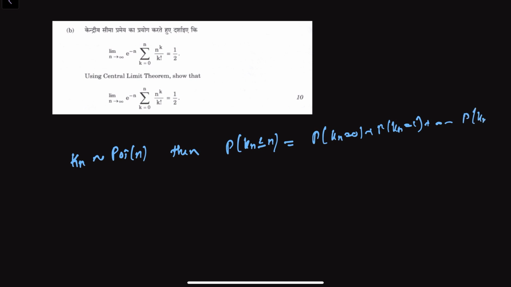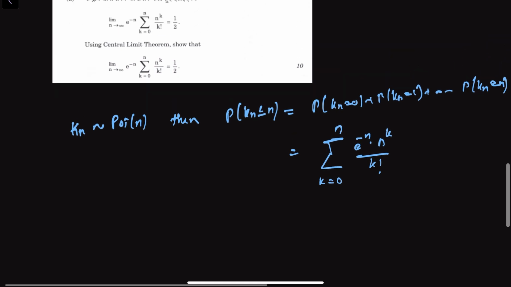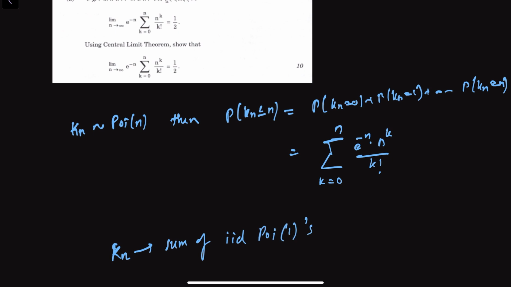So if Kn follows a Poisson with parameter n, then the probability that Kn is less than or equal to n is nothing but the probability that Kn is 0, plus the probability that Kn is 1, and so on till the probability that Kn is n. That is nothing but the summation k equals 0 to n of e to the power minus n into n to the power k by k factorial. Now, we can also see Kn as a sum of IID Poissons with parameter 1.